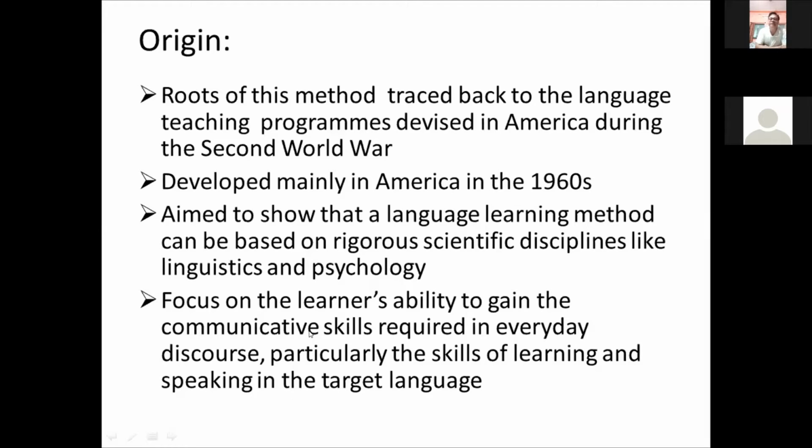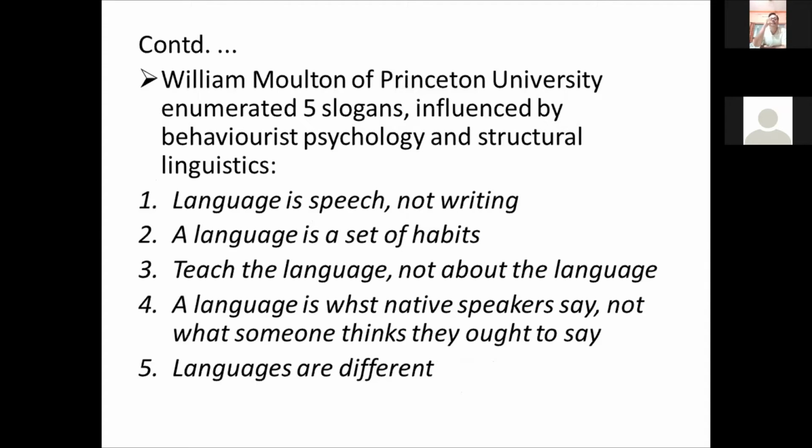Audiolingual, as you can very easily see, the focus was on listening and speaking. So it was felt that language is something which has to be learned. Primarily, it is meant for speaking, and for that reason, it has to be learned.